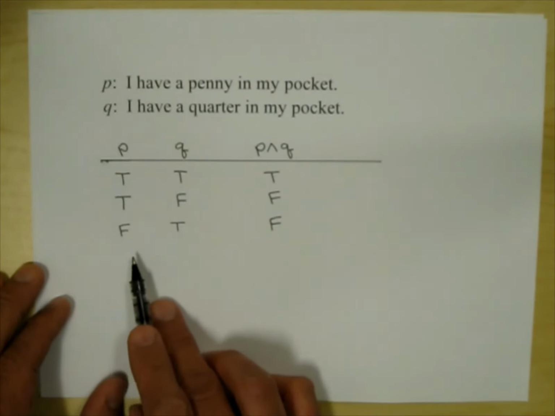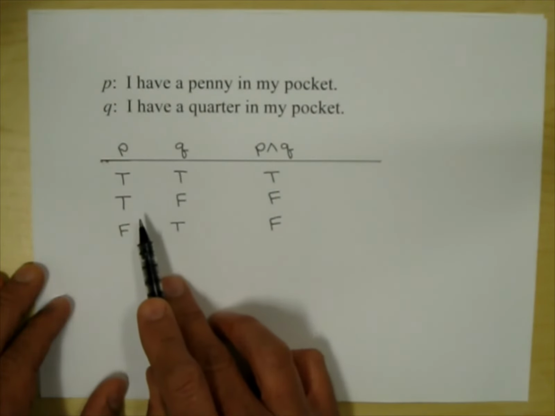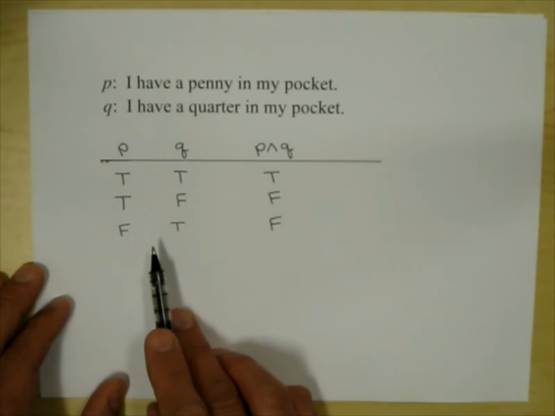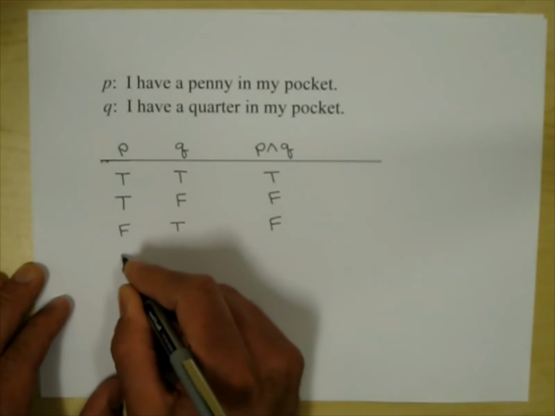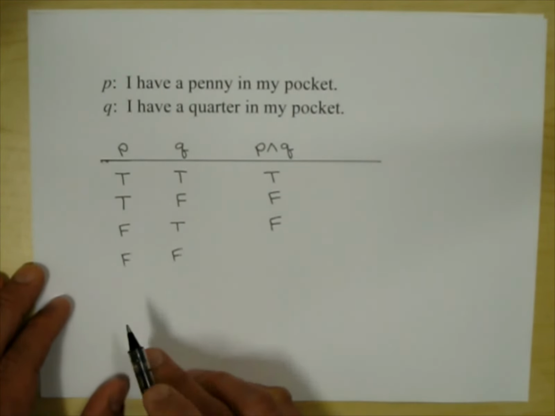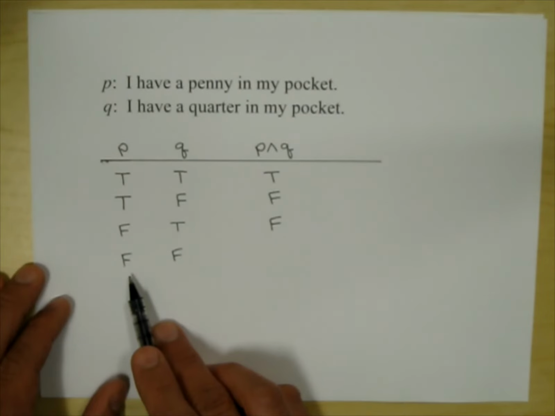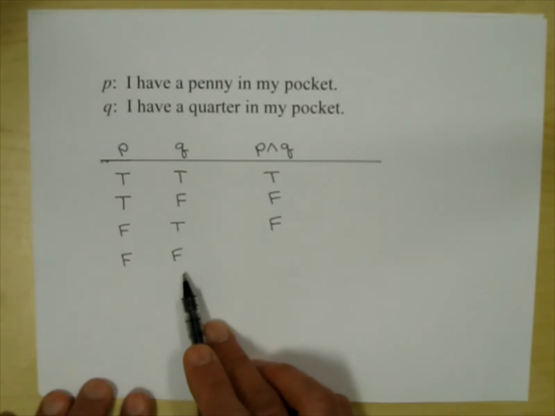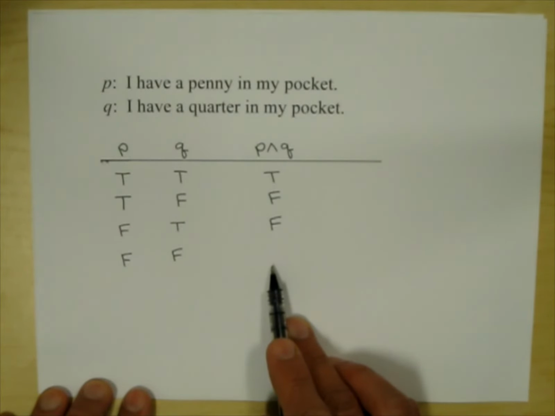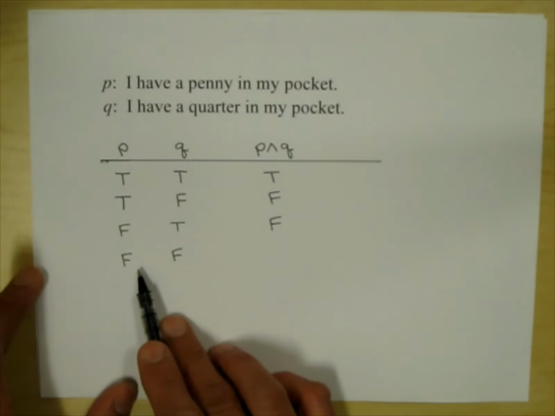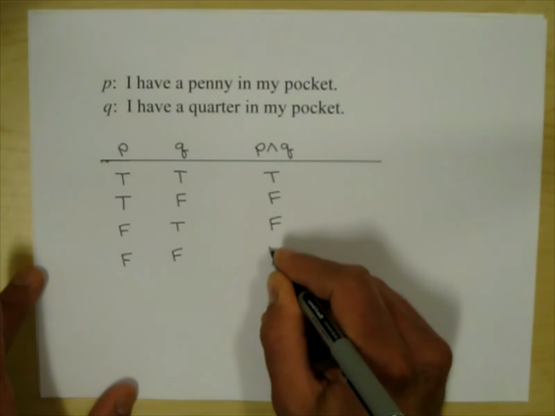Okay. Is there any other situation that we did not cover here when labeling P and Q with trues and falses? Well, there's that situation where both of them are false. I have a penny in my pocket is false. I have a quarter in my pocket is false. My pockets are empty. And I come up to you and I say, I have a penny and a quarter in my pocket. Was I lying to you? And the answer is, yes, I was lying to you. So false and false give me a false.